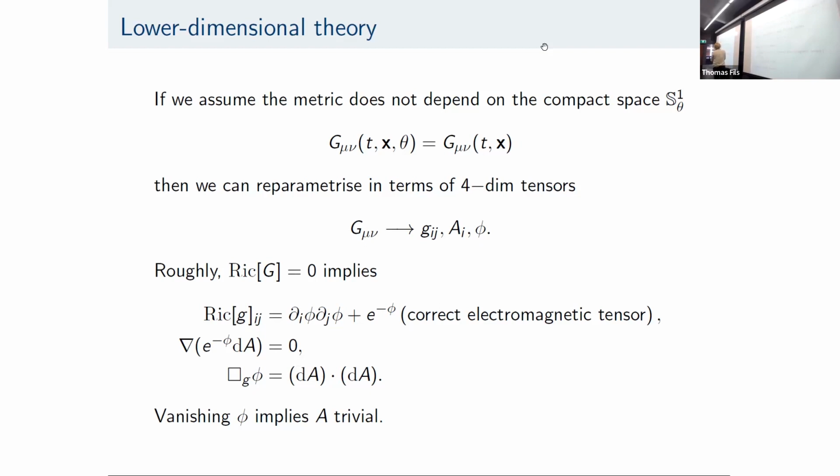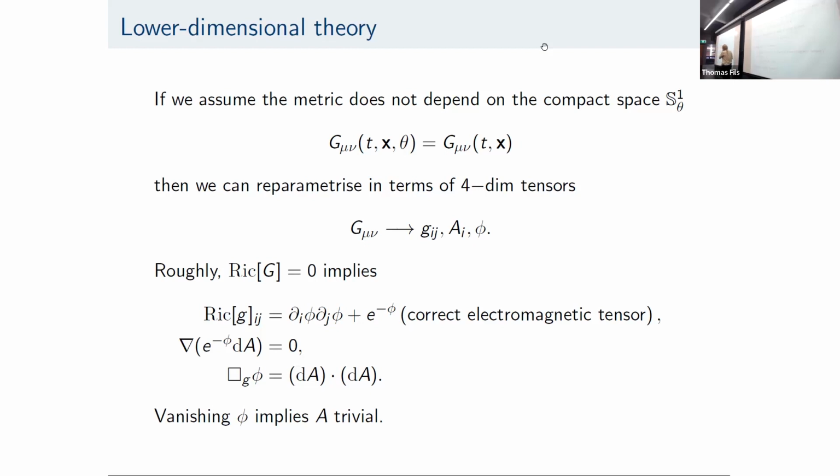Roughly speaking, because this compact space is so small everywhere, I could assume that all my tensors don't depend on this compact coordinate. If you make that assumption, you can reparameterize your metric into 4-dimensional tensors, two tensors, one tensor, and a scalar field. And your vacuum Einstein equations imply this following system here.